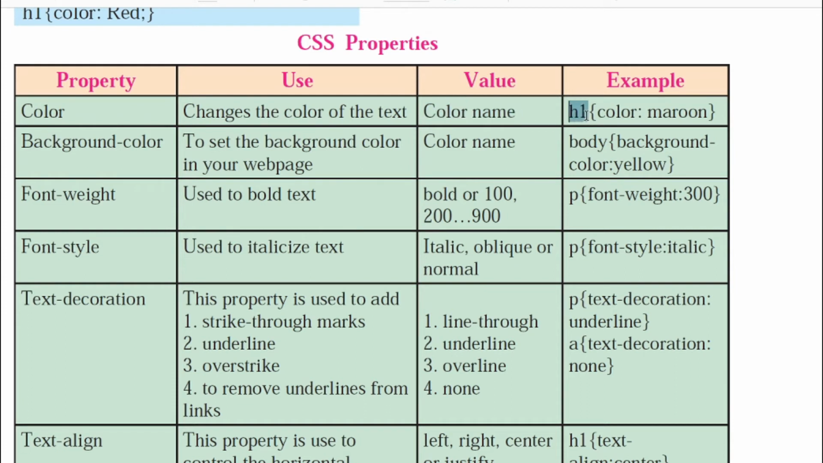And here is an example of the syntax. You will write something like this, a selector and then the declaration. You can use the background color property to change the background color. You can use the font weight property to darken the text, used to bold text, bold or 100, 200, 900. These are the weights or values which you will provide. Similarly, font style, this is the property to apply italic style to your text on the web page.